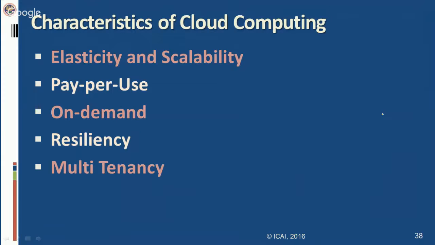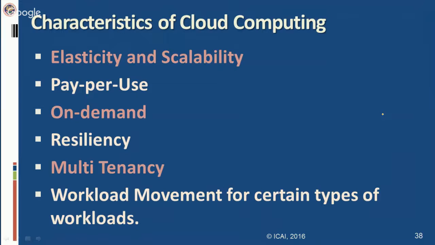Multi-tenancy: public cloud service providers can often host cloud services for multiple users, and at the same time multiple users can use the same infrastructure. So we can say that it is multi-tenant. Workload movement for certain types of workloads: this characteristic allows providers to migrate their workload from one server to another. If there is more load on one particular server, it can be shifted to a different server.